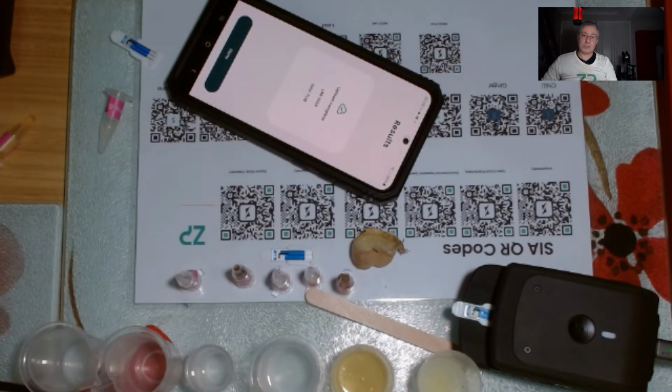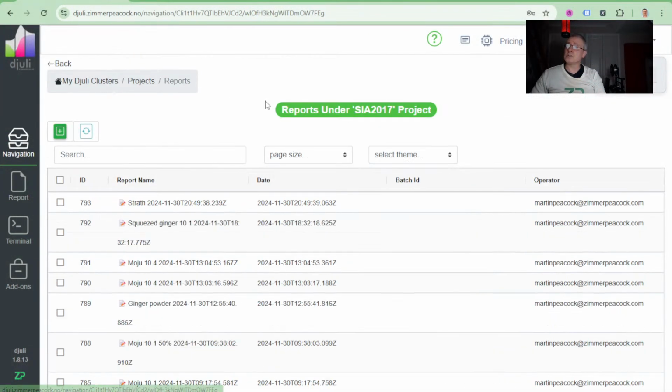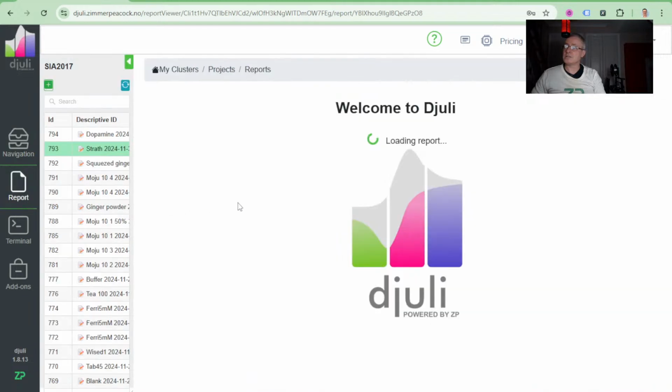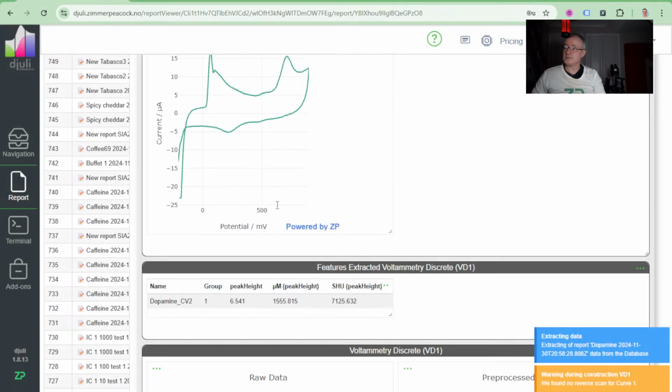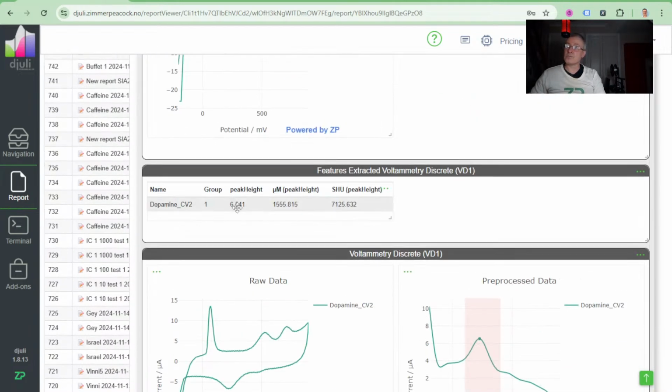Right, so here is my screen, and I'm going to go up to here and refresh, dopamine. So I can actually see the peak here. And what we've done again is measure the peak height, turn it into concentration, and send the concentration right back to the phone.